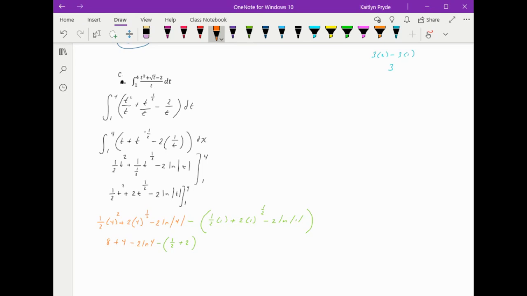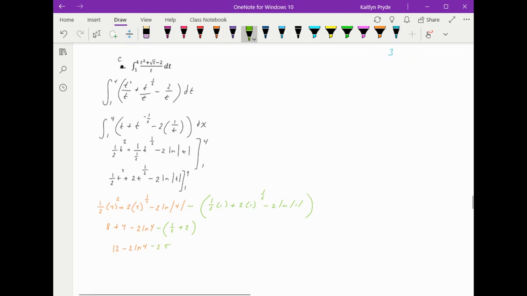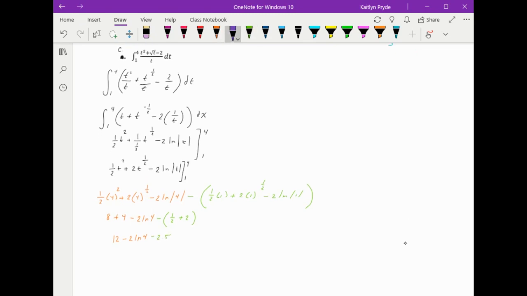So I end up with a 12 minus 2 ln of 4 minus 2.5, or an evaluated answer of 9.5 minus 2 ln of 4. Okay? So there we go. Those are 3 definite integrals and how we evaluate them. Sorry about the confusion here.